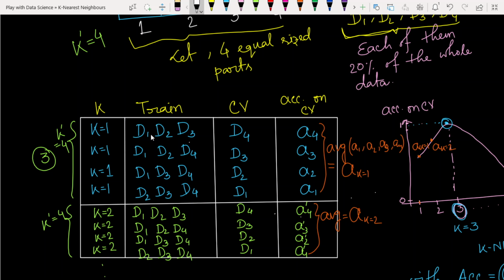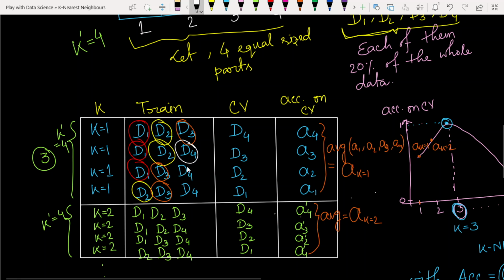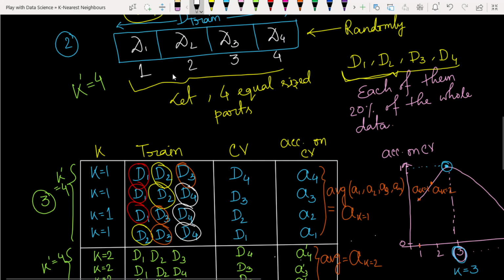Just see how many times we have taken D1. See here, D1 is taken 3 times. How many times is D2 taken? D2 is also taken 3 times. How many times is D3 taken? D3 is also taken 3 times, and D4 is also taken 3 times. So each chunk of the data set we are considering 3 times for k-fold cross validation.